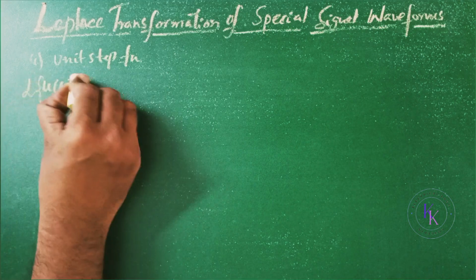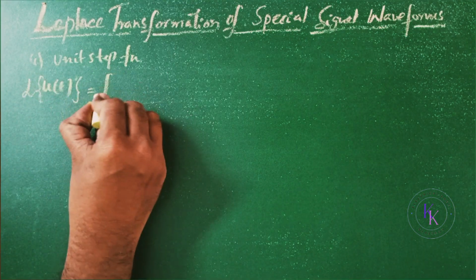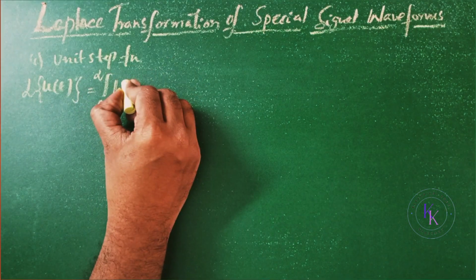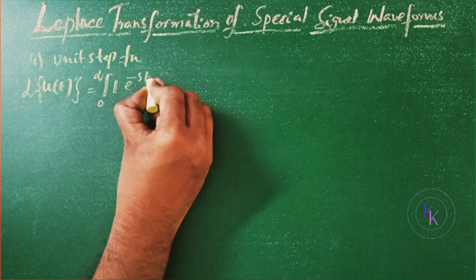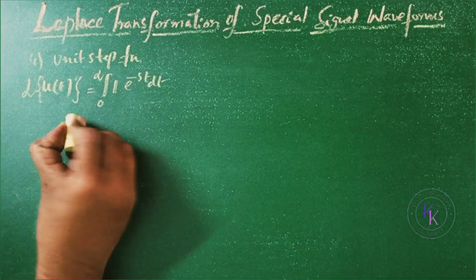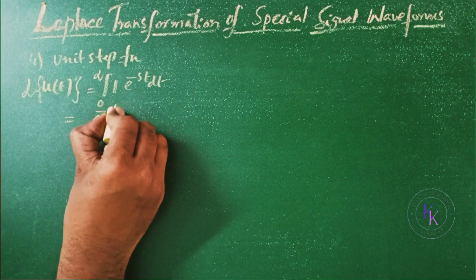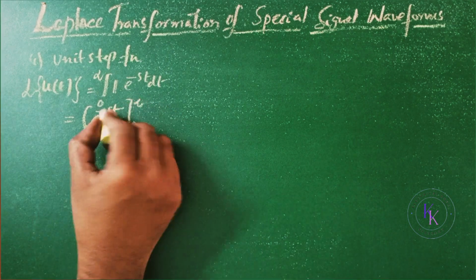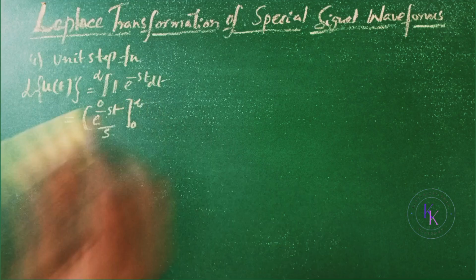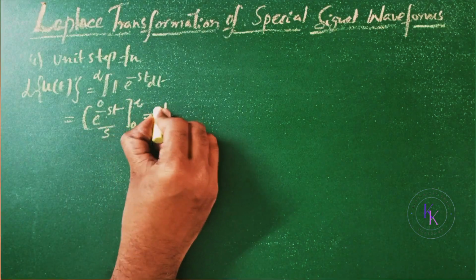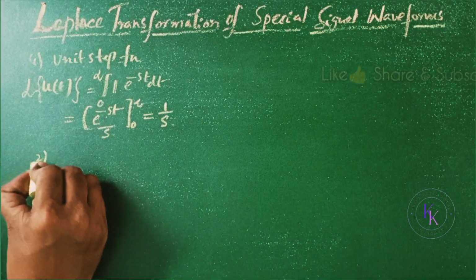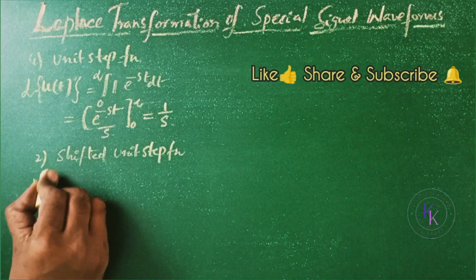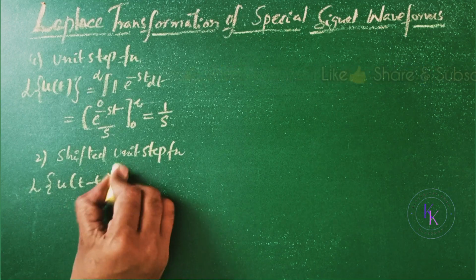Laplace transform of u of t is equal to the integral from 0 to infinity, since it is a step function, unit 1, e power minus st dt. That is given by e power minus st by s from 0 to infinity. Now for infinity this is 0, and for 0 this value is 1, so we are going to get 1 by s.